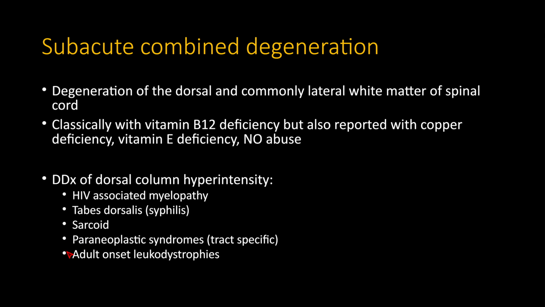And in fact, a term that's typically used for paraneoplastic syndromes is tract specific, meaning you see symmetric hyperintensities in the cord extending along the white matter tracts. And then also adult onset leukodystrophies can have a pretty pronounced symmetric dorsal column hyperintensity as almost a final common pathway.